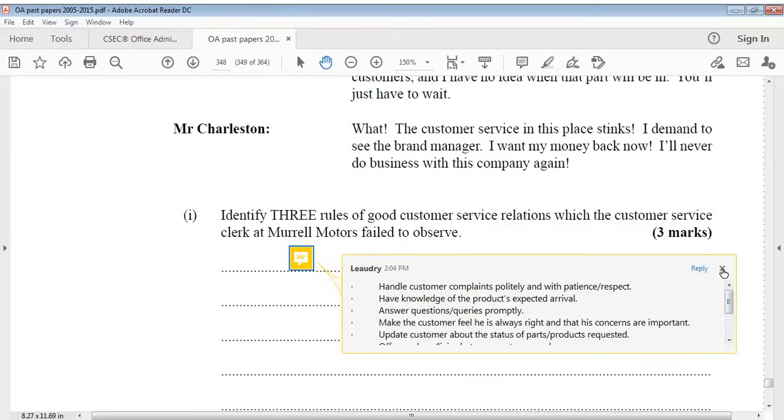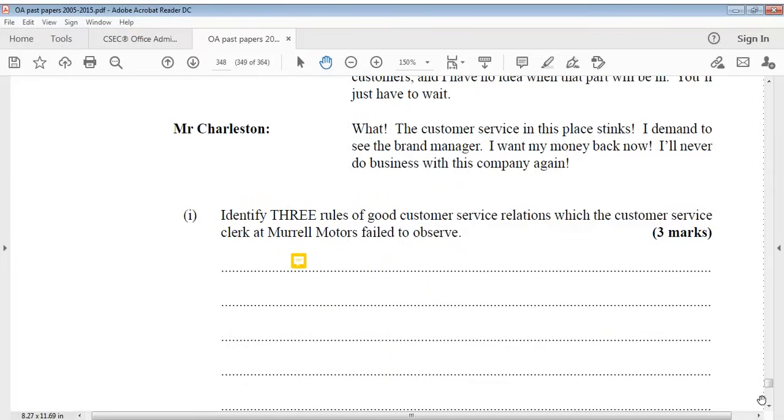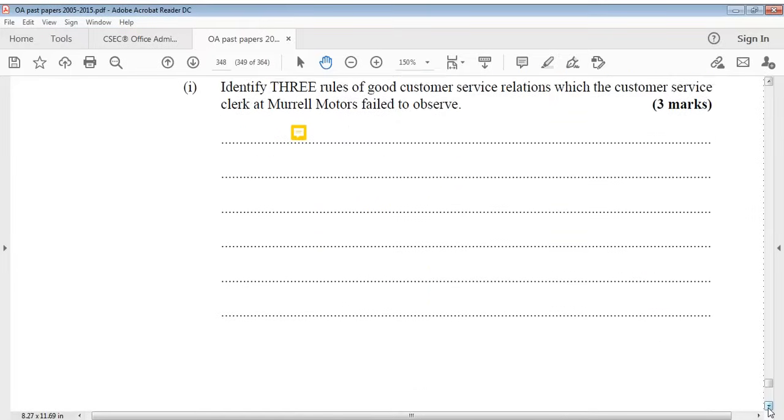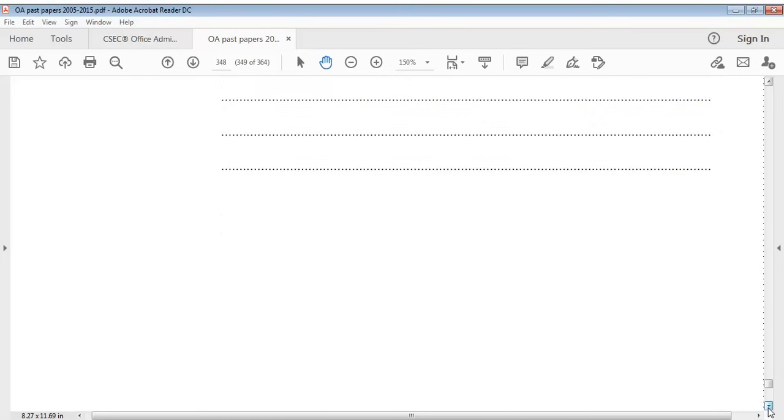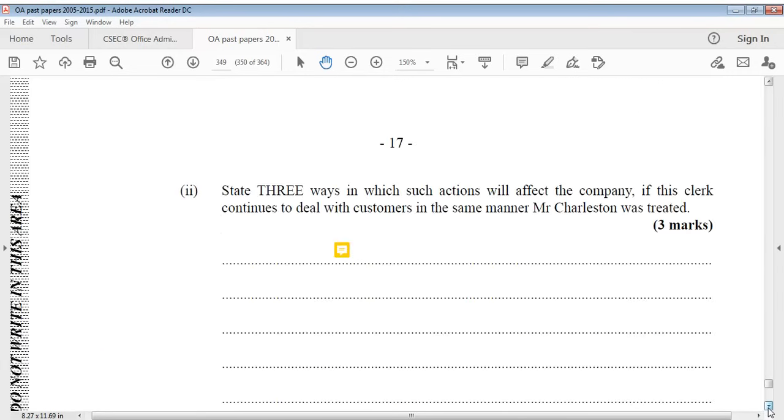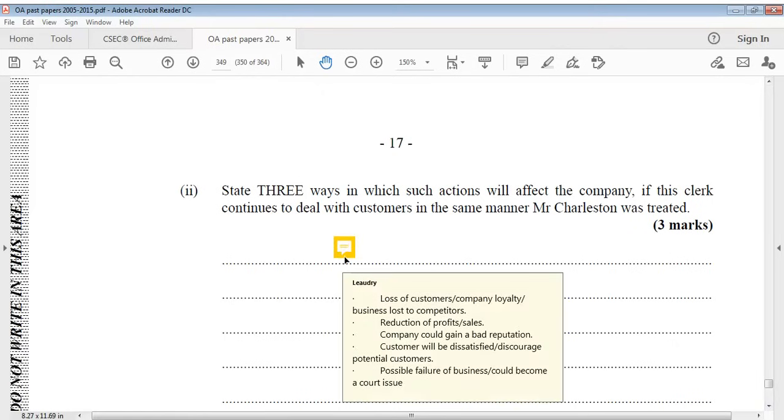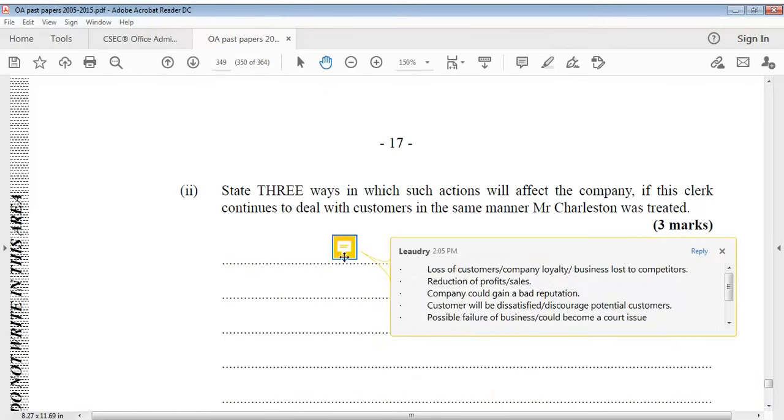So let's move on to the next question. Number 2. State 3 ways in which such actions will affect the company. If this clerk continues to deal with customers in the same manner Mr. Charleston was treated, how is it going to affect the business?